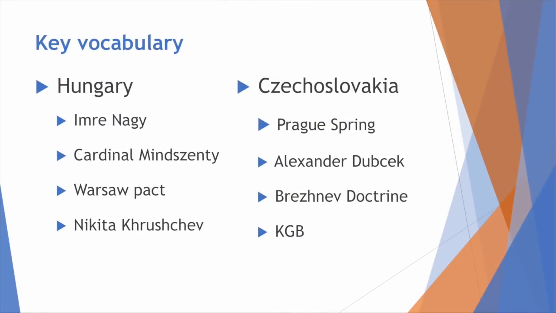When thinking about these topics, try to include key vocabulary words which help to make your essay stronger. Here's a short list of the main ideas that I'd like you to include for Hungary. We have the Prime Minister, Nagy, Cardinal Mindszenty. I'm sorry, I really apologize, I cannot speak Hungarian. We have the Warsaw Pact, of course, and Nikita Khrushchev. For Czechoslovakia, try to use the key vocabulary words including Prague Spring, Alexander Dubcek, who is the Prime Minister of Czechoslovakia at the time, the Brezhnev Doctrine, and the KGB, the secret police.